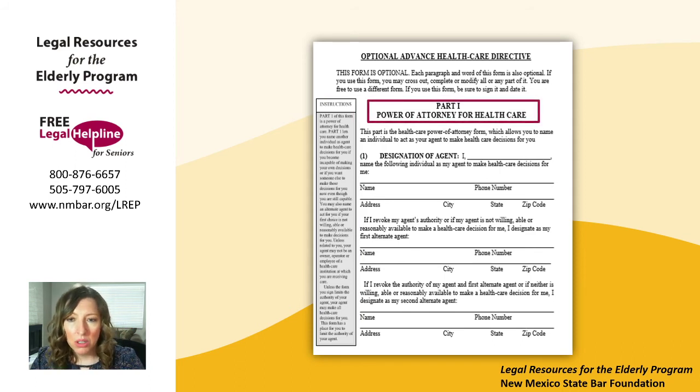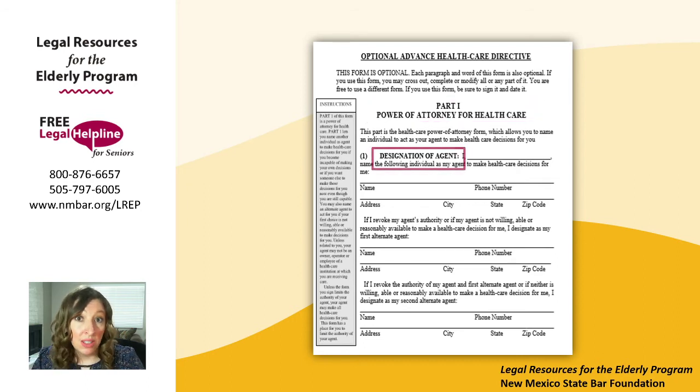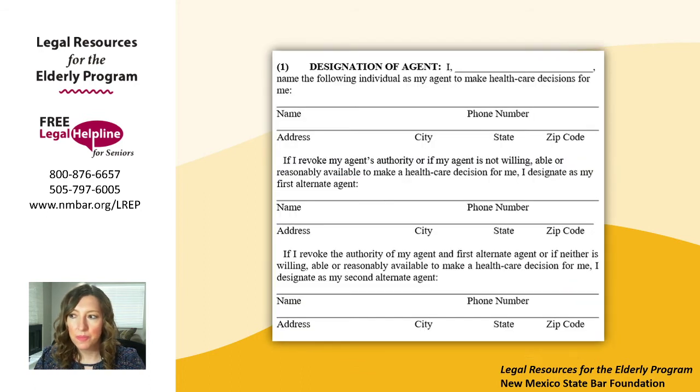The first part of the Advanced Healthcare Directive is the power of attorney for healthcare. In this section, you get to designate your agent and your successor agents. So let's take a closer look at this section. To designate your primary agent, here where it says I, and then there's a blank line, you'll want to put your first and last name. So in this example, I'm Mary Smith, and I will print my first and last name.